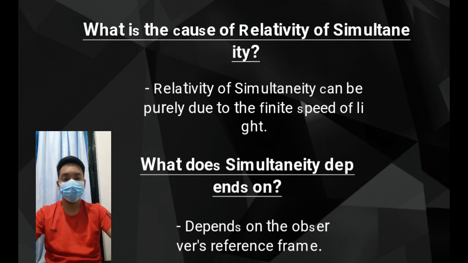What is the cause of relativity of simultaneity? Relativity of simultaneity is purely due to the finite speed of light. What does the simultaneity depend on? It depends on the observer's reference frame. So that would be all for the relativity of simultaneity.